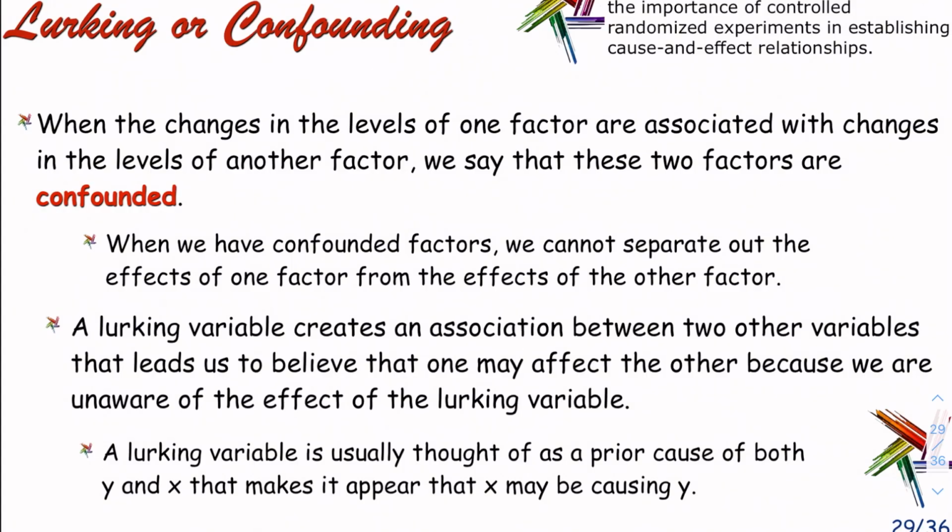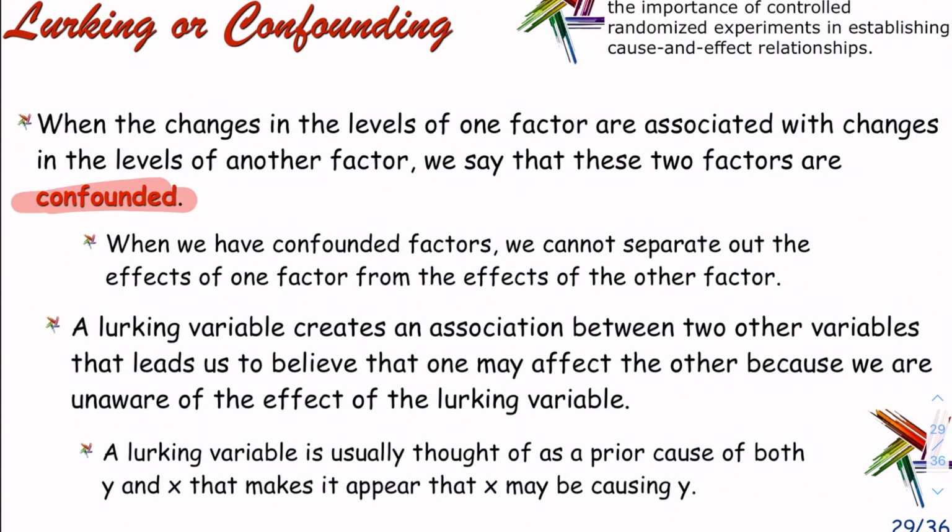Last thing, things that are behind the scenes that we can't control for, or that are mixed together that we can't separate out. This is what we get with lurking or confounding variables. So when the changes in the levels of one factor are associated with the changes in the levels of another factor, we say that these two factors are confounded.